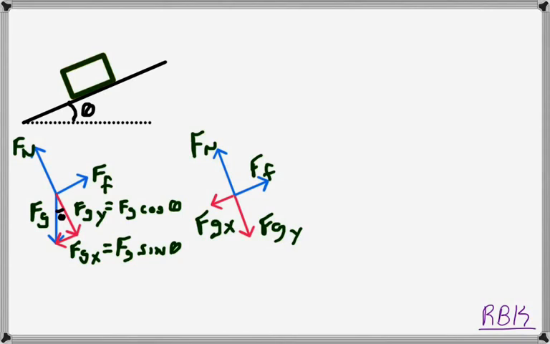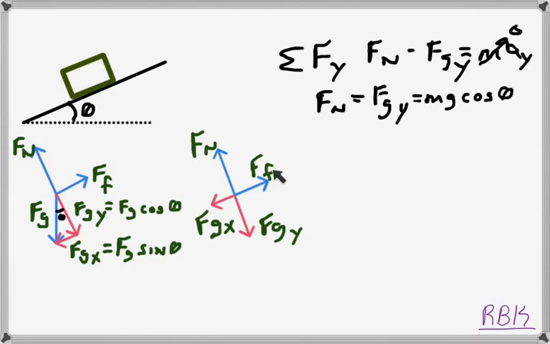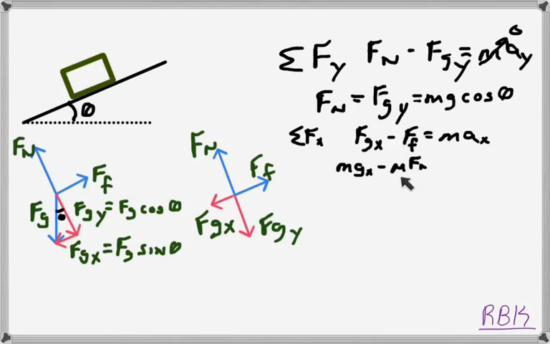This is incredibly similar to the first problem on the last page. So we'll do the sum of the forces in the y direction to find force normal, because we have force friction. If there weren't force friction, I wouldn't need force normal or the sum of the forces in the y direction. I use the sum of the forces in the y direction to get force normal, so I can calculate force friction.